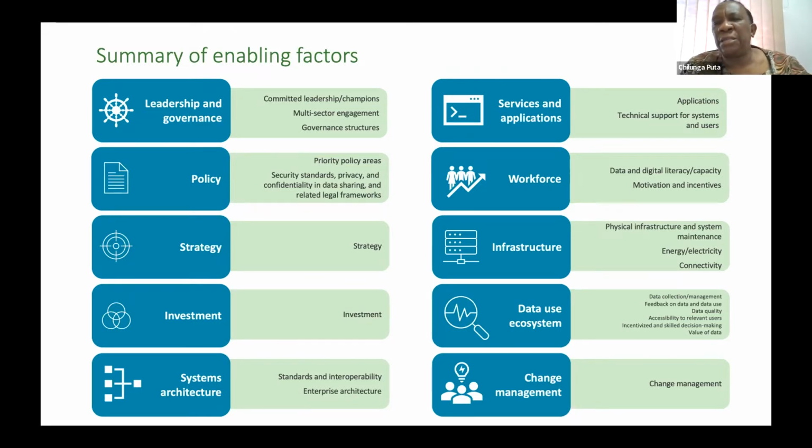The data and digital literacy is very, very important, because we found in our environment, as we talked to countries, that this was really a limiting factor. The number of people who can work on this type of thing is very, very limited. There's capacity issues, there's the motivation issues, there's even the incentive issues of what would make digital transformation happen, and what would make data use actually happen.